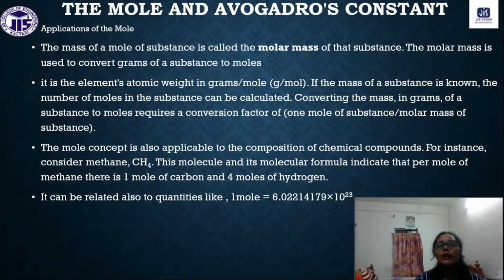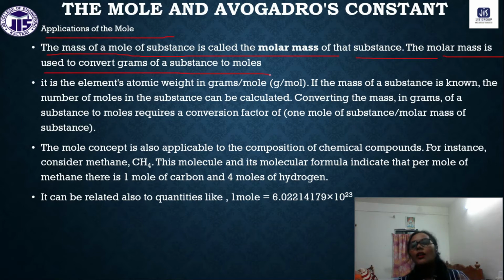Now we will see the application of the mole. The mass of a mole of a substance is called the molar mass of that substance. The molar mass is used to convert grams of a substance to moles. It is the element's atomic weight in gram per mole. If the mass of a substance is known, the number of moles of the substance can be calculated. So converting the mass in grams of a substance to moles requires a conversion factor.